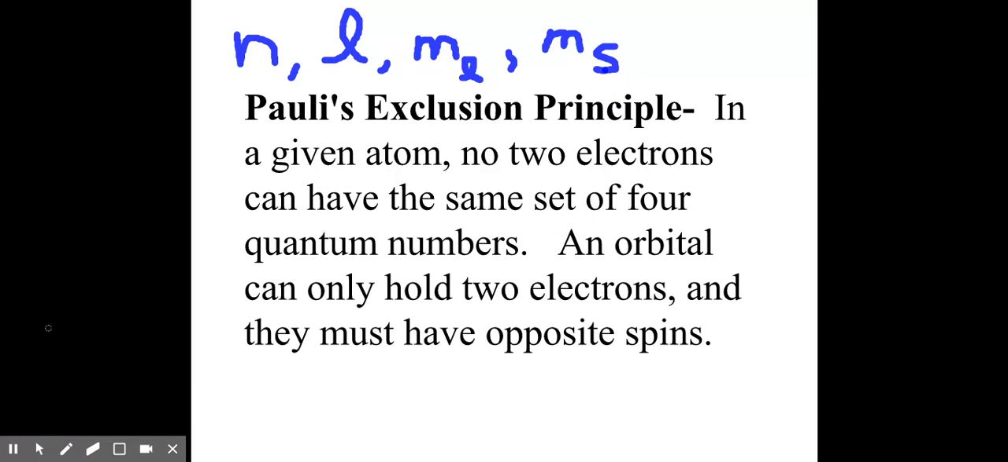Pauli's exclusion principle says that in a given atom, no two electrons can have the same set of four quantum numbers. An orbital can only hold two electrons, and they must have opposite spins. So remember, n was the energy level, l told you the orbital, it was called the azimuthal number. This was the magnetic quantum number, and it told you the location of the electron, which orbital it was, and then m sub s was the spin, either up or down. So it says that you have to have opposite spins, but it also basically says that no two electrons can hold the same place.